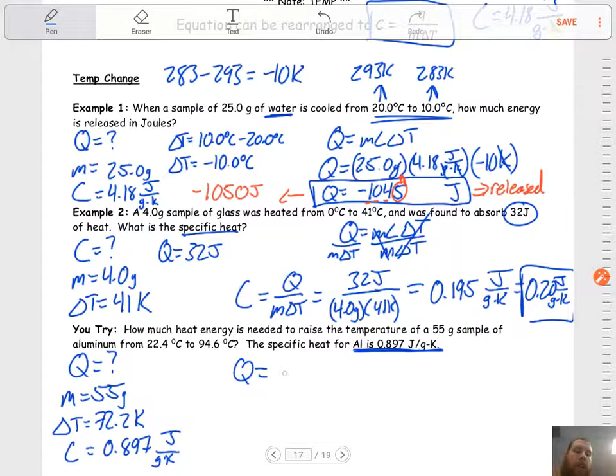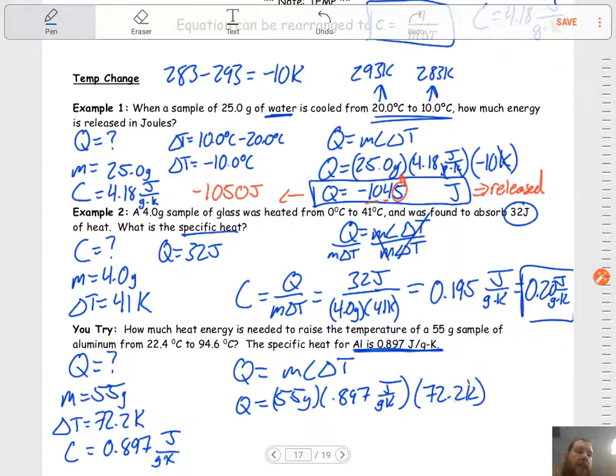Now it's pretty straightforward. Q equals MC delta T. So 55 grams multiplied by 0.897 joules over grams Kelvin times our temperature change of 72.2 Kelvin. Kelvin cancels out, grams cancel out, so we're left with joules, which is a good unit. Now, thinking about sig figs here, guys, I'm looking at my least number of sig figs in my measurements, that's going to be this 55. So 2 sig figs is what I would round to.